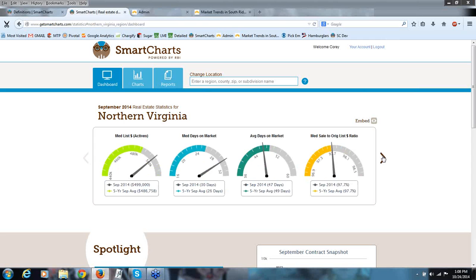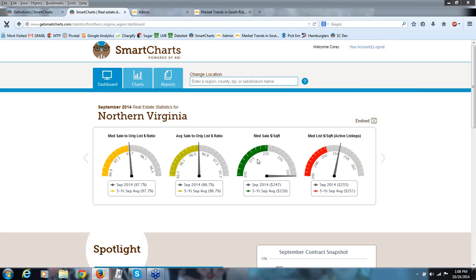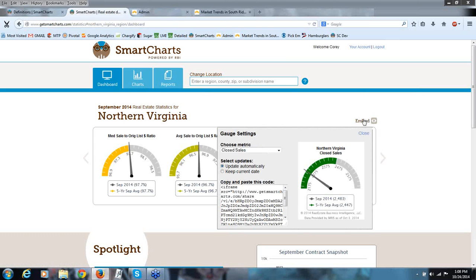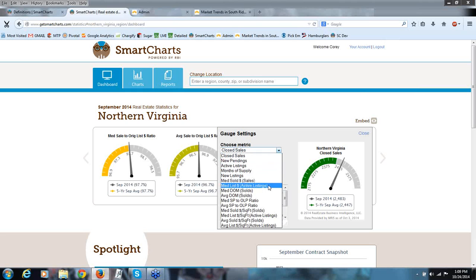And as I scroll over, I can see where these metrics compare to recent history. Any of these can be embedded on your website. I'll get more into embedding at the end when we're looking at the charts, but if you click on the embed, I can basically pick the metric that I'd like to embed, and at this point you can only embed one at a time, and there isn't any flexibility on the size of the embeds, but it's great for a right rail.